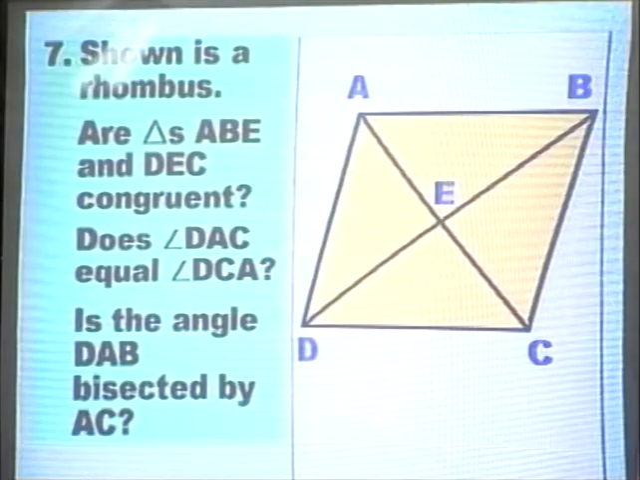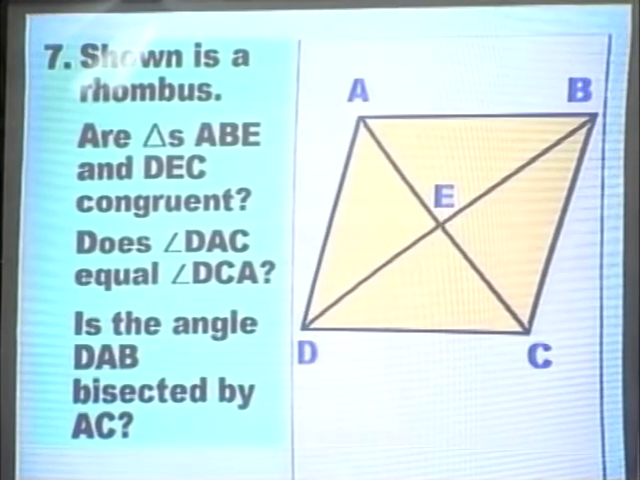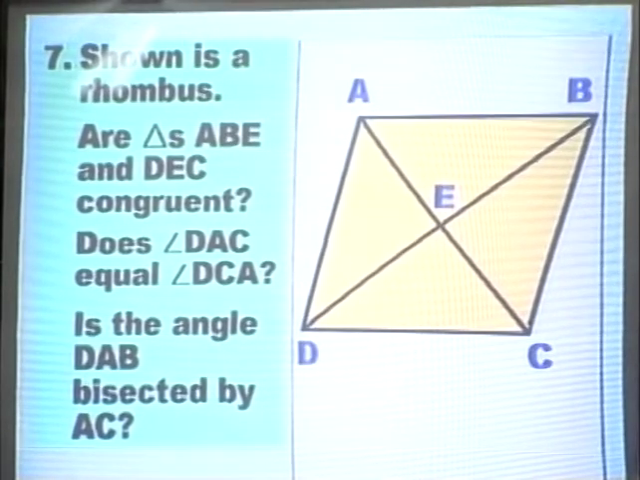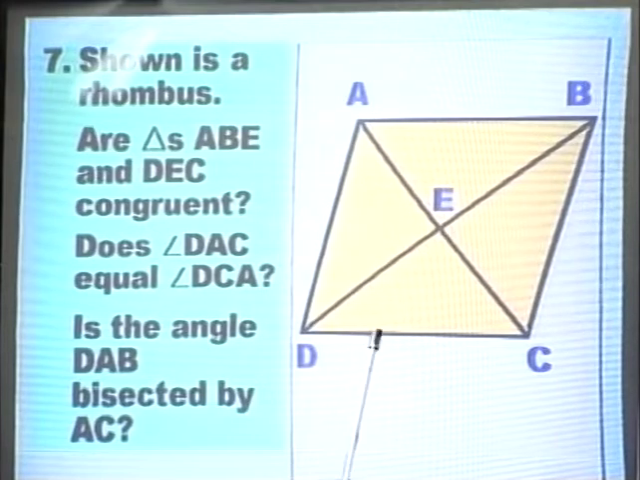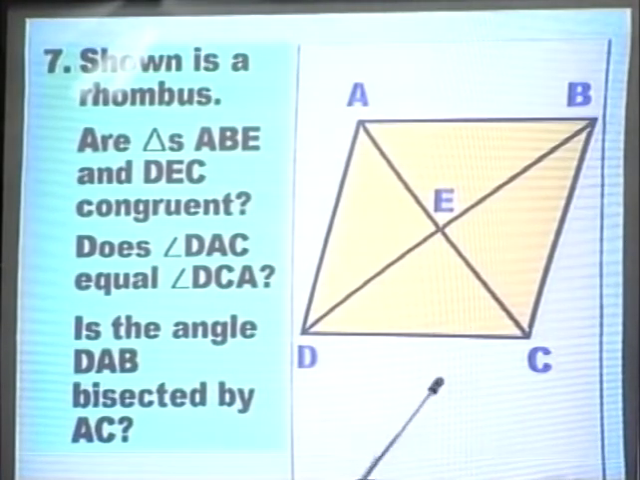Triangles ABE and DEC are congruent because in a rhombus, the opposite angles are equal. Opposite triangles are equal. Angle DAC is equal to DCA.